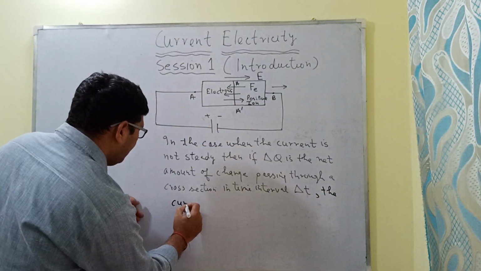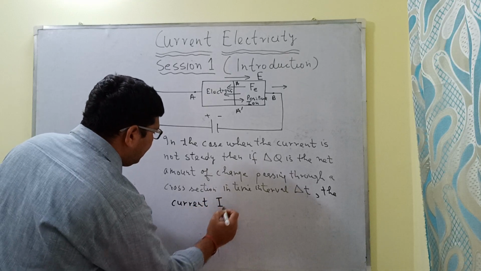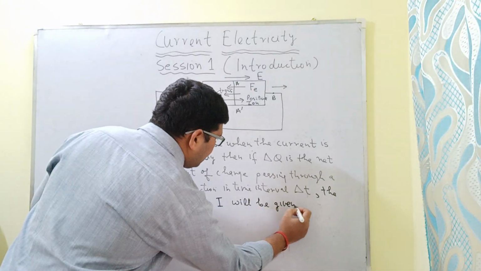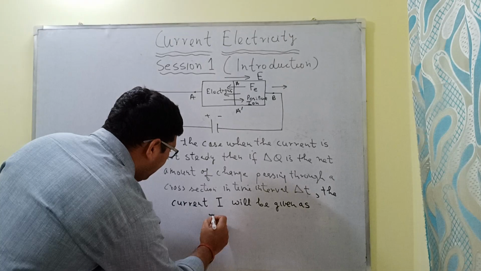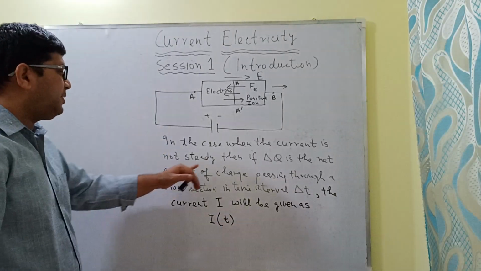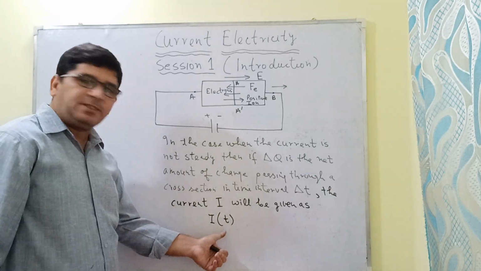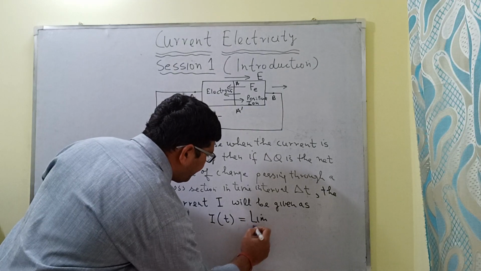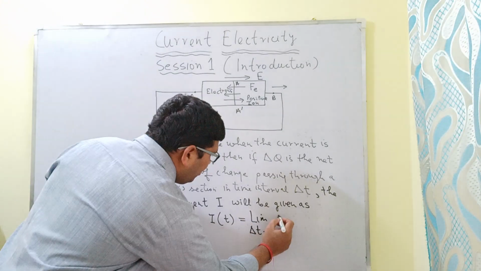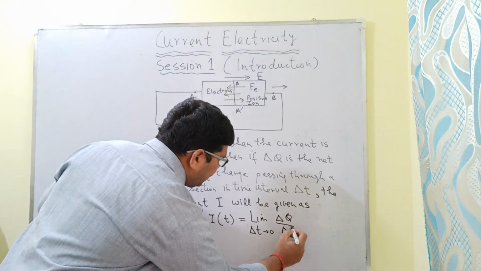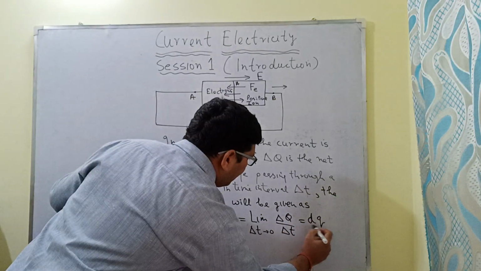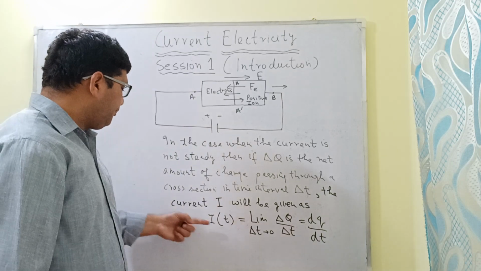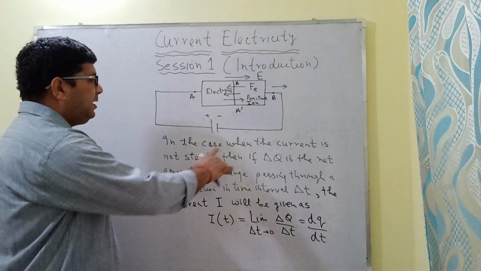the current I will be given as I(t). Since the current is not steady, I am writing it as I(t), that is, the current at any moment of time. So current at any moment of time will be given as limit delta t tending towards 0, delta q upon delta t, which is equal to dq upon dt. Okay? So this is the equation when the current is not steady.